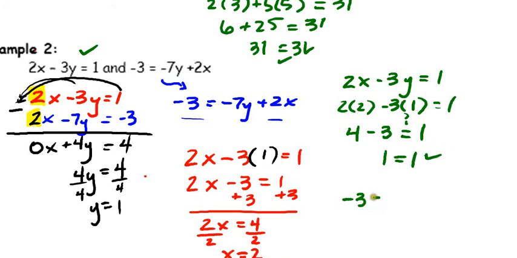So negative 3 is equal to negative 7y plus 2x. And notice I'm pulling it from the original equation I had, this one up here, because this way I'm less likely to make a small error and get a false positive. So this is going to be negative 7 times 1 because that's the y, plus 2 times 2 because that's the x.